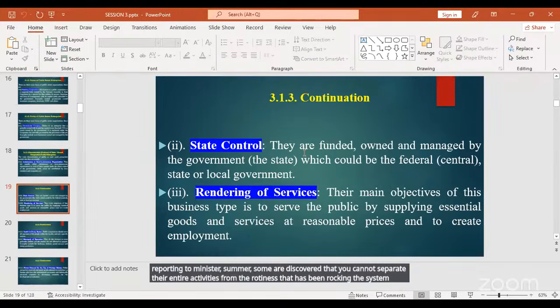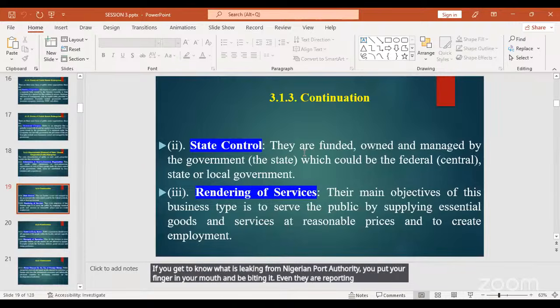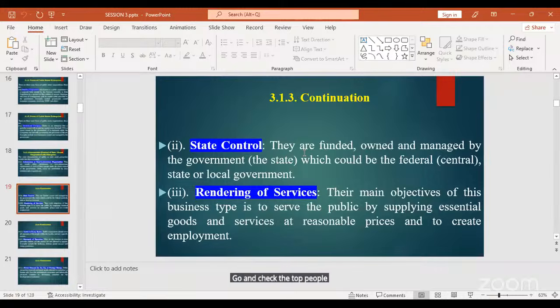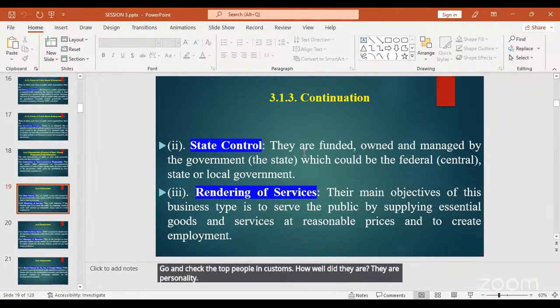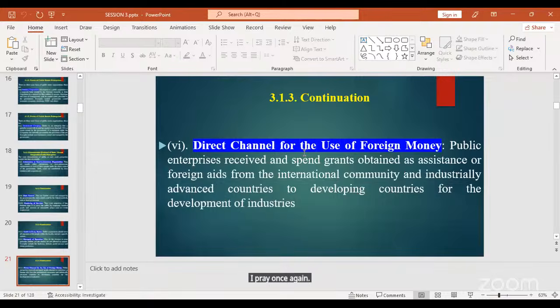Yes, the state controls them, fine. But do they run perfectly well at the end of the day? If you get to know what is leaking from the Nigerian Port Authority, you will put your finger in your mouth and be biting it. Even they are reporting that. Go and check the top people in customs, how wealthy they are personally. If you check their salary, they cannot acquire in 100 years some of the properties they are parading. I pray once again, God will help our country.